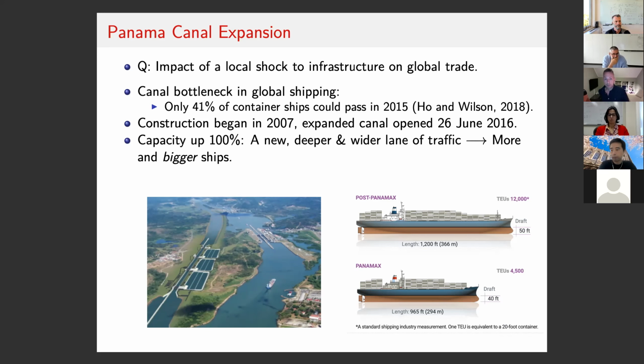The construction began in 2007. It opened on the 26th of June 2016, and the capacity went up by 100%, a doubling of the capacity. The really new innovation was that they built a new lane, and the new lane could fit these post-Panamax or neo-Panamax ships that you see in this picture here. These ships are longer and wider, and they can fit more than twice as many containers compared to the old Panamax. The TEU, the number of containers, went up from 4,500 to 12,000 for the post-Panamax ships. That was really the big change here.